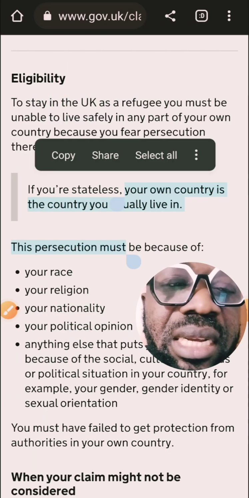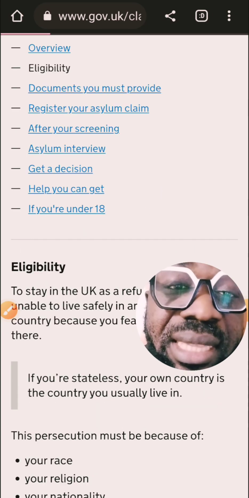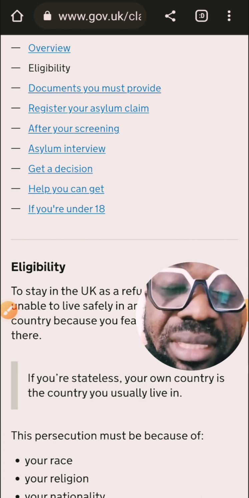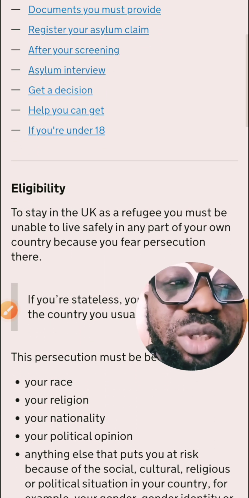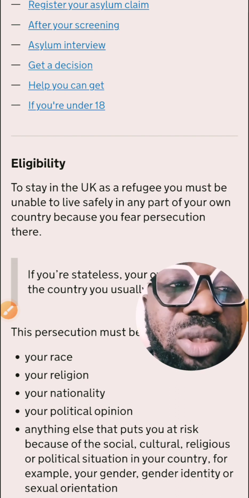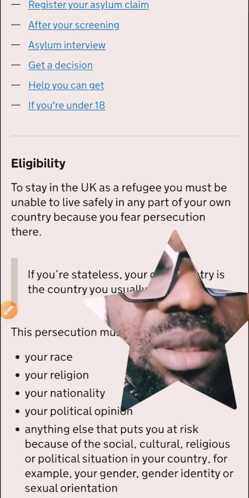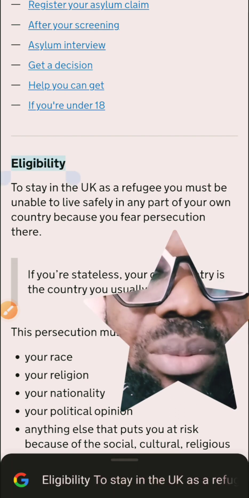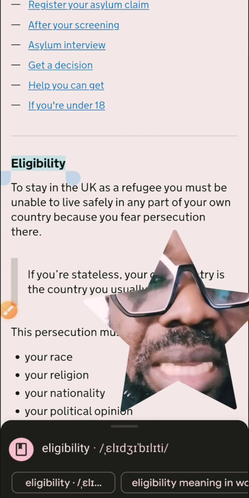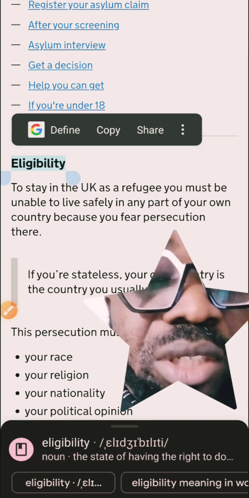And if you're a stateless person, your home country is the country you usually live in. So what this means is that you're being persecuted in your home country, and that is why you fled to the United Kingdom.